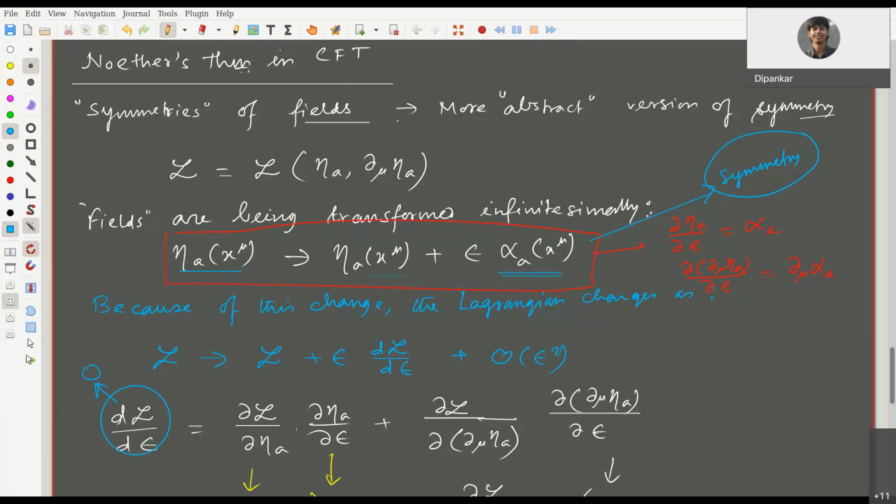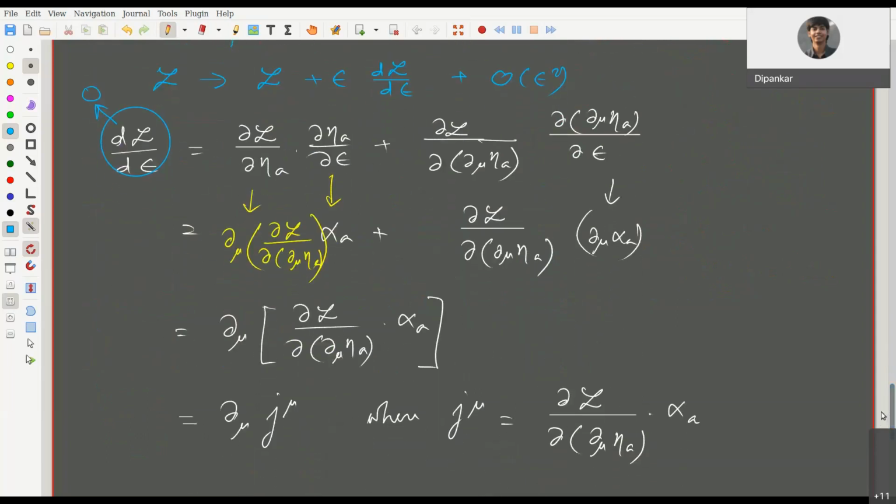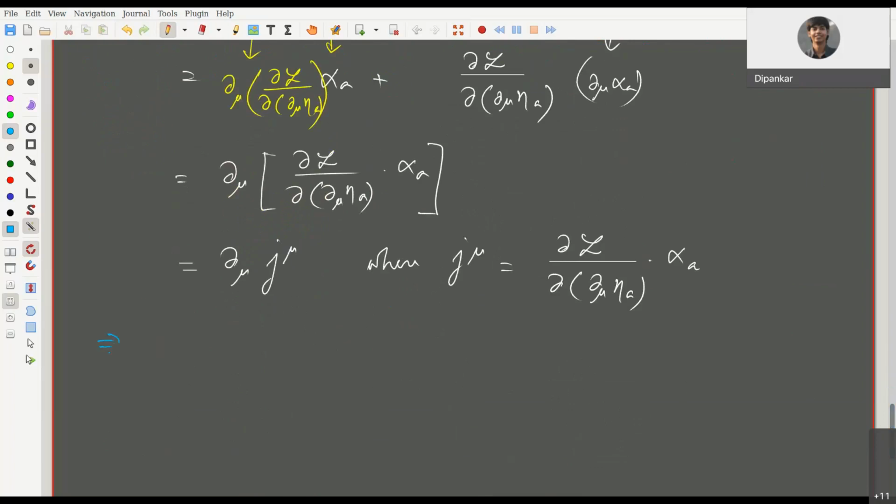So again, this dL/d epsilon vanishes because of that change in the field, d epsilon goes to 0. So basically, if that is a symmetry operation and dL/d epsilon equals 0, then that implies del mu j mu equals 0. So again, this is a conservation equation. This is just the conservation equation.